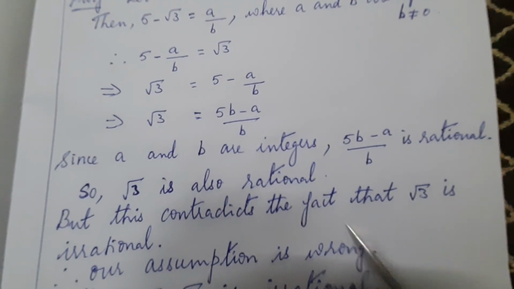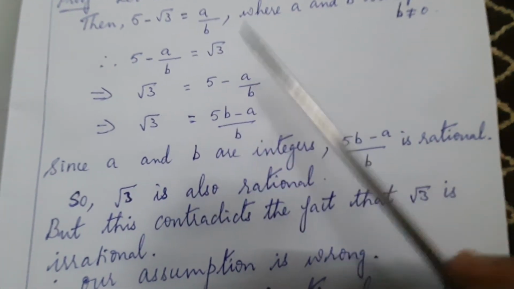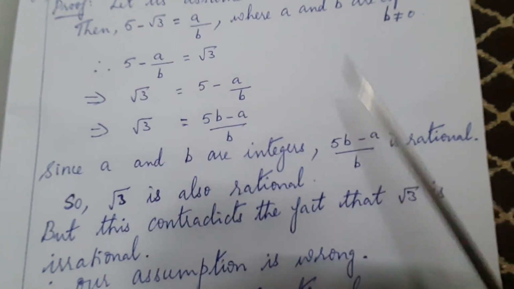Suppose it comes in 4 mark. First, prove that root 3 is an irrational number as we did before. Then, you have to go to the steps in 4 mark. In 3 mark and 2 mark, this alone is enough.